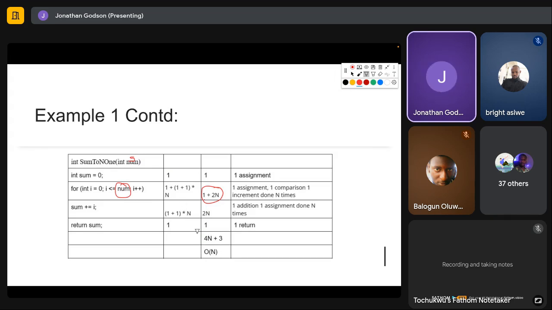Like I explained earlier, O of n says that for this algorithm, even if the input size increased to 1 million, the rate of change is going to be linear. It's not going to be constant, and it is not going to be O of n squared. So this is the way to deduce the running time of an algorithm. We'll look at another example.